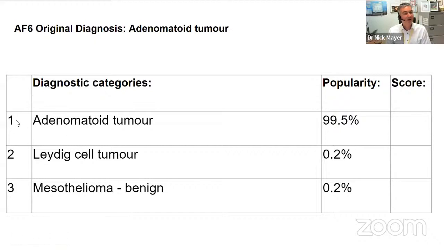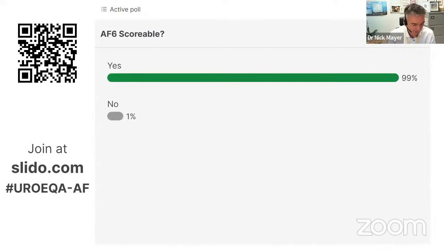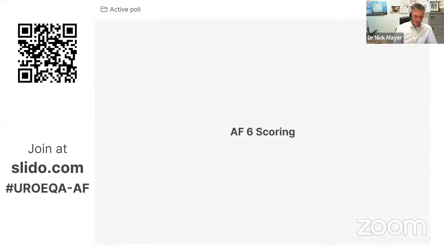So I am asking you to be nice to this one person and merge 1 and 2. I think Leydig cell tumor is probably the outlier here in this case. So let me see if we all think that's scoreable. So yes, only 1% saying no, so we can score away.